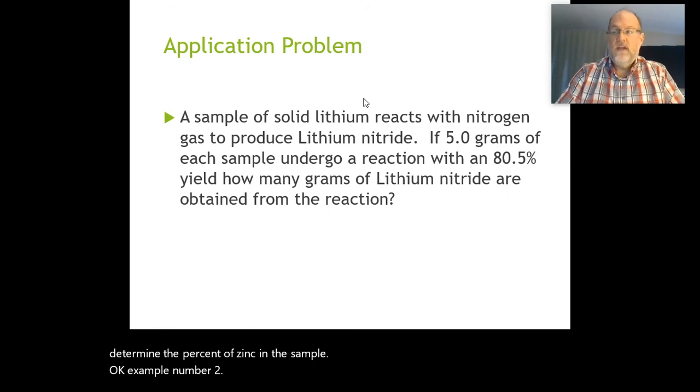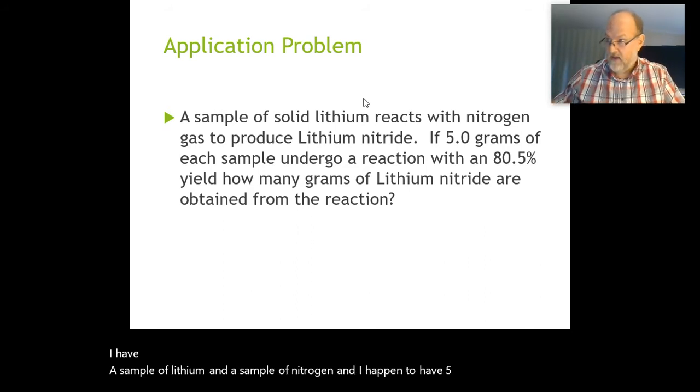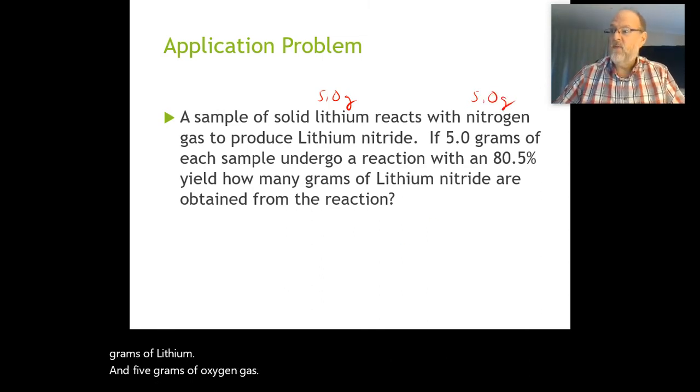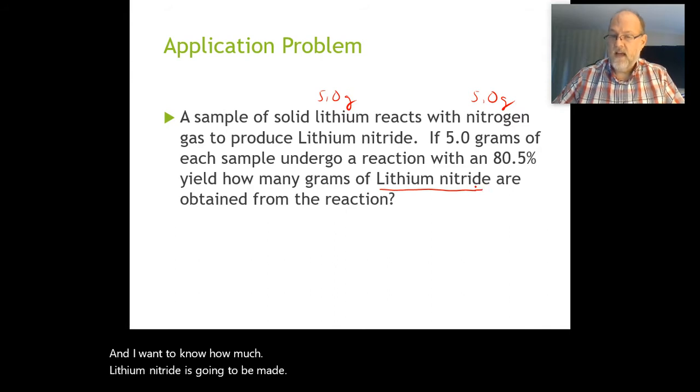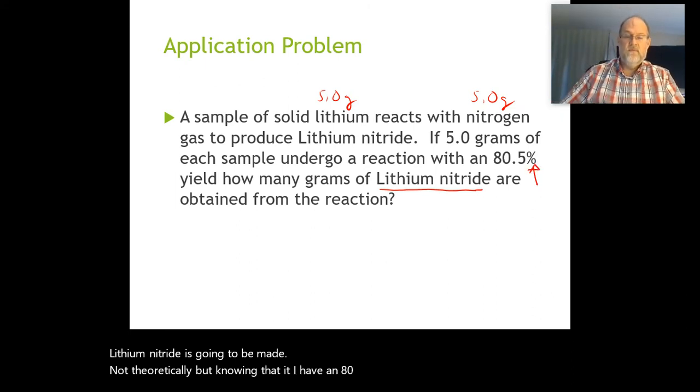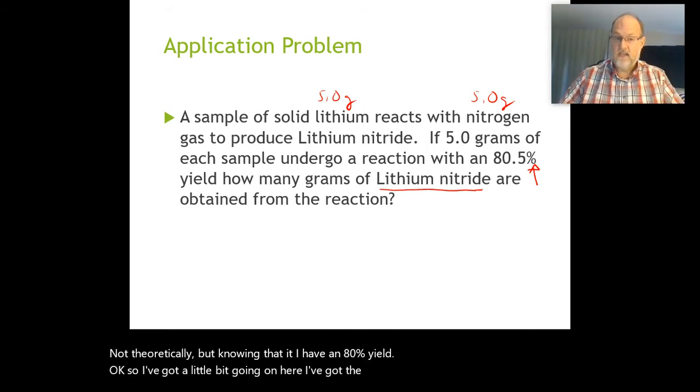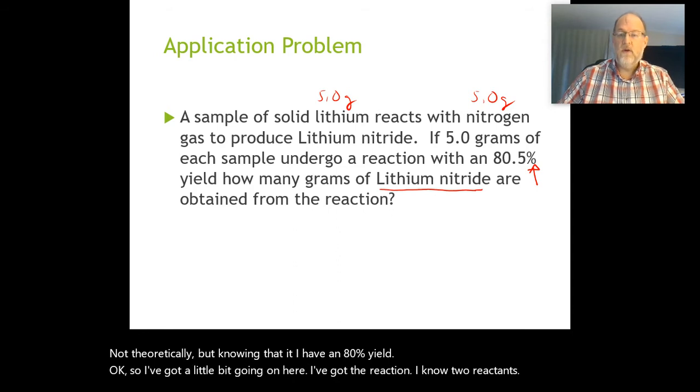I have a sample of lithium and a sample of nitrogen, and I happen to have 5 grams of each. I have 5 grams of lithium and 5 grams of nitrogen gas. And I let them react. And I want to know how much lithium nitride is going to be made, not theoretically, but knowing that I have an 80% yield. Okay, so I've got a little bit going on here. I've got the reaction. I know 2 reactants, and I know that when I'm done, I'm going to have 80% yield.